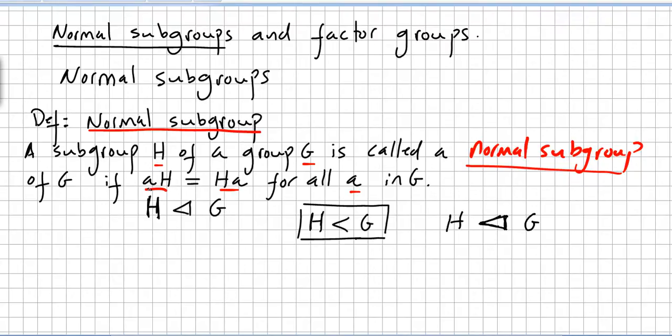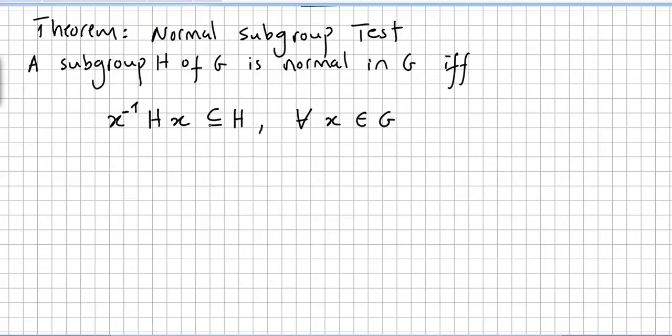So basically the left cosets are equal to the right cosets of a subgroup H. So H is a subgroup of G, and if the left cosets are equal to the right cosets, then we say H is a normal subgroup of G. So we immediately start with a theorem that will help us to check if a certain subgroup of G is normal or not. I'm going to call this the normal subgroup test.